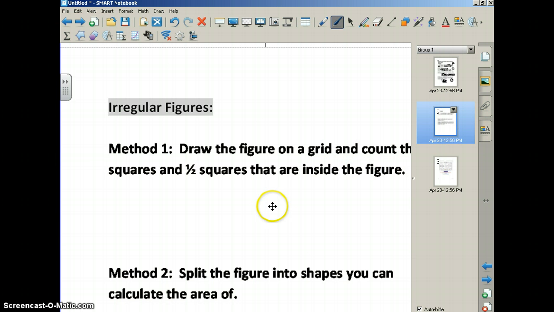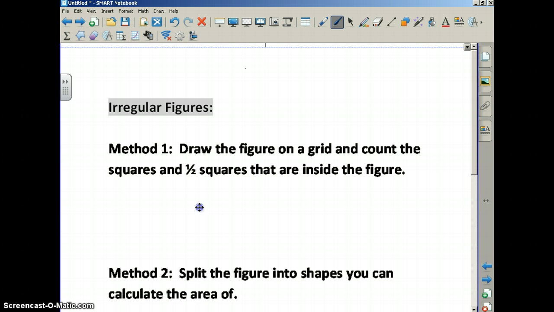We're going to go on to irregular figures. And again, we said that irregular figures and composite figures are the same thing. So let's think about it. There are a couple of different methods that we can use to calculate the area of irregular figures.